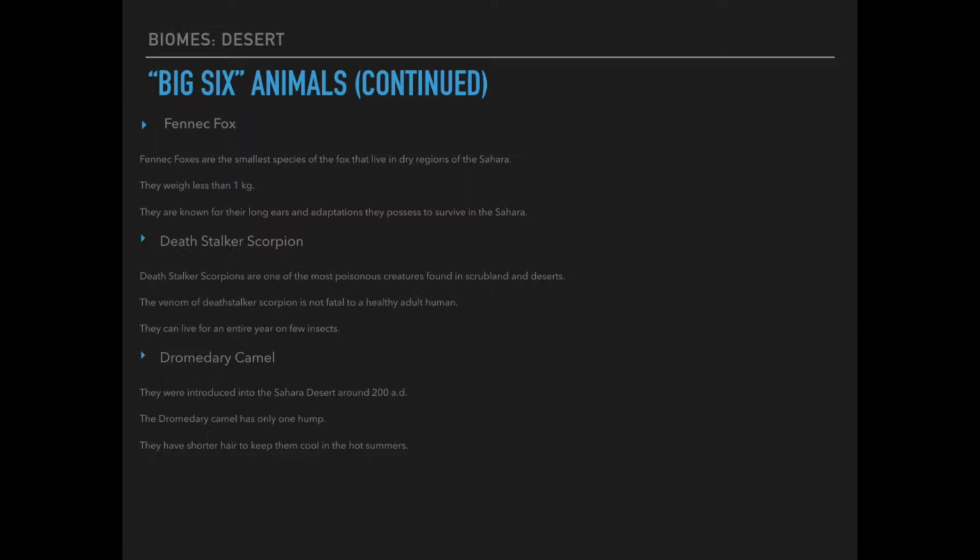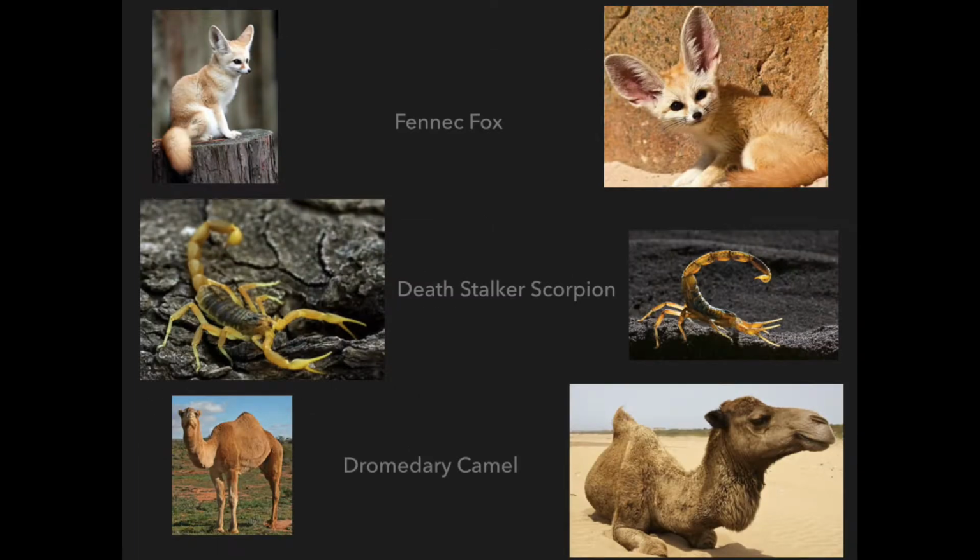The last one is the dromedary camel. They were introduced into the Sahara Desert around 200 AD. They have only one hump, and they have shorter hair to keep them cool in the hot summers. And here are pictures of the fennec fox, deathstalker scorpion, and dromedary camel.